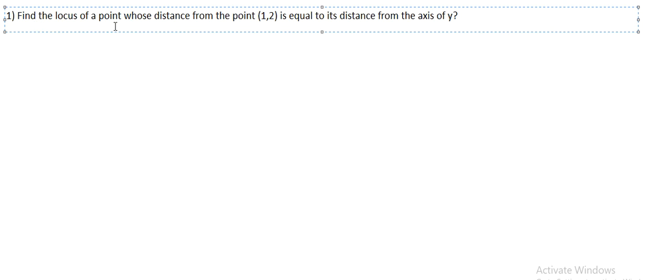Here we have to find the locus of a point whose distance from the point (1, 2) is equal to its distance from the axis of y. The point (1, 2) is the fixed point. So the distance between the moving point P and the fixed point (1, 2) must be equal to the distance between the moving point and the y-axis.